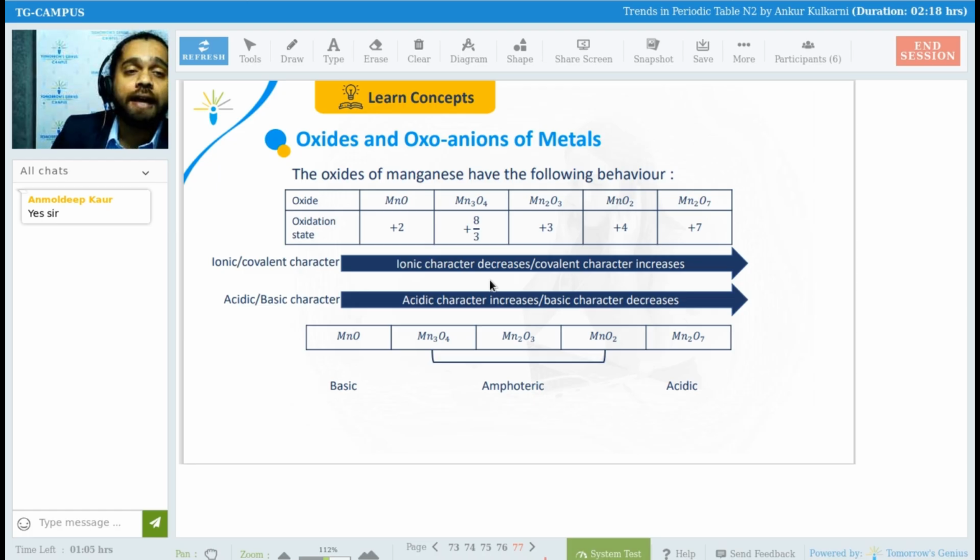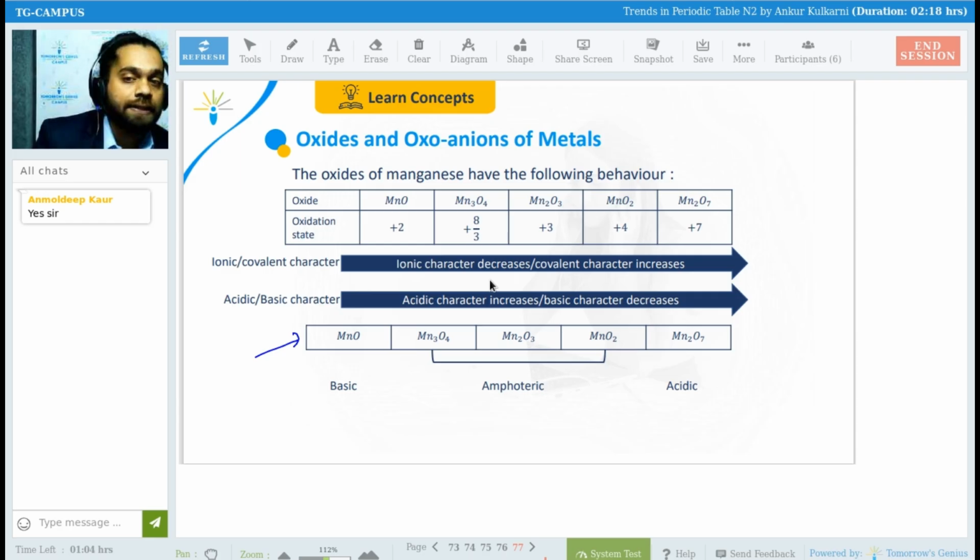Now remember one thing, as we go from left to right over here, write down which is basic, which is acidic, which is amphoteric. Write down this as example. Acidic character increases, basic character decreases.